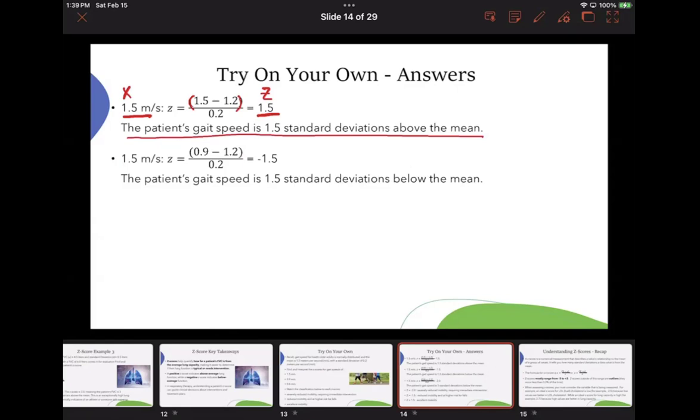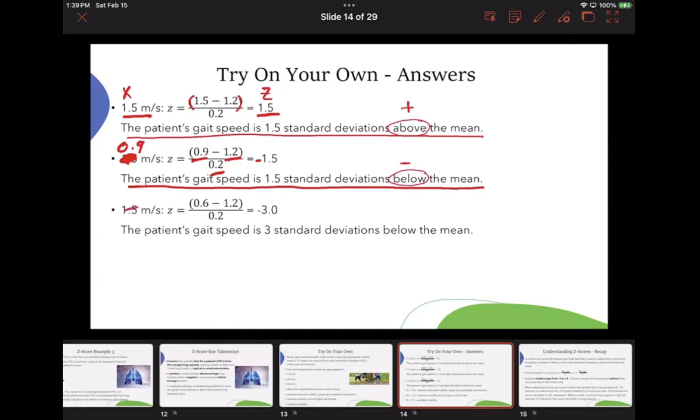Okay, let's do, I'm sorry, this is a mistake. This should say 0.9. So for 0.9 meters per second, let's plug in 0.9 for x. Again, we're using the mean of 1.2 and a standard deviation of 0.2. And this time we get a z-score that is negative 1.5. So we're going to say that this patient's gait speed is 1.5 standard deviations below the mean. Below, because it's on the left-hand side, it's negative. And above, because it's on the right-hand side, it's positive.